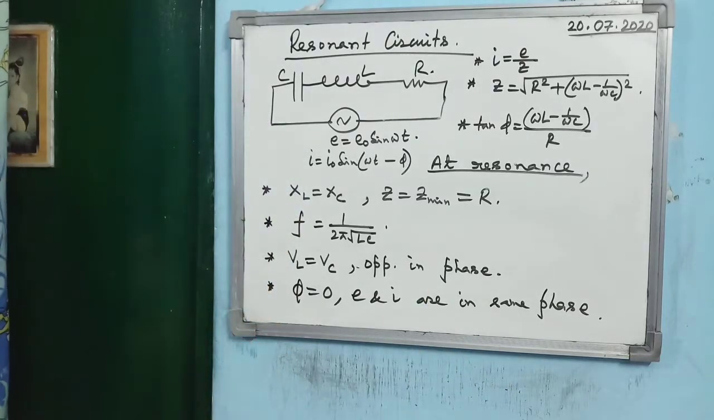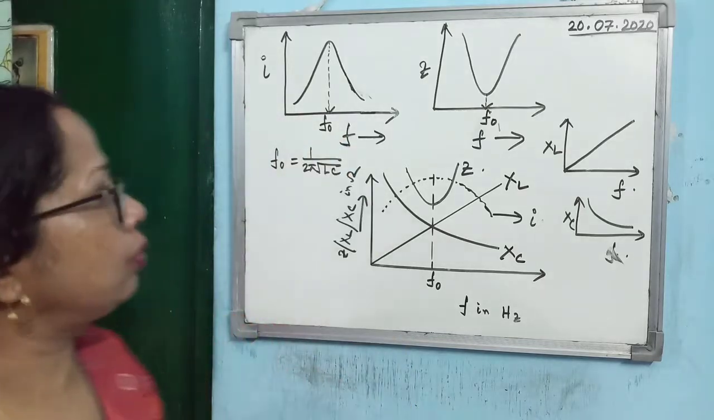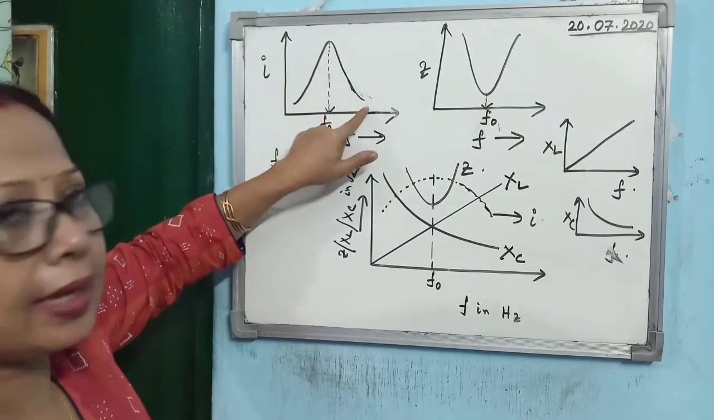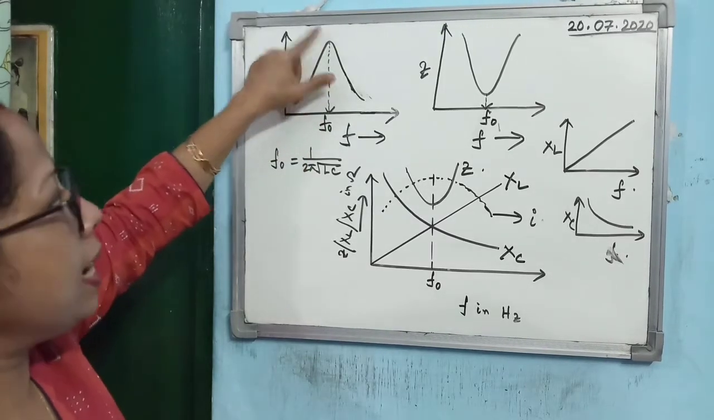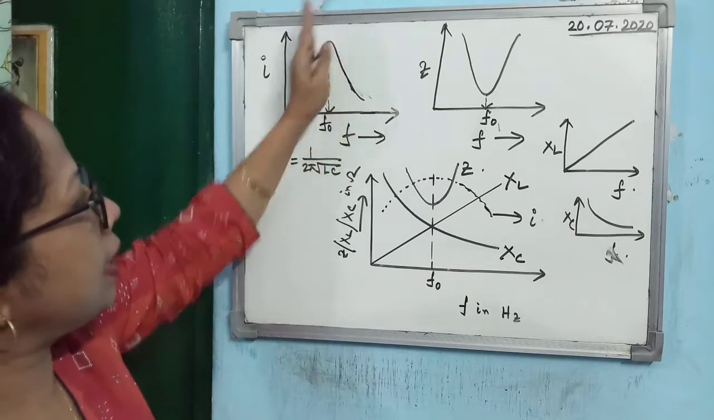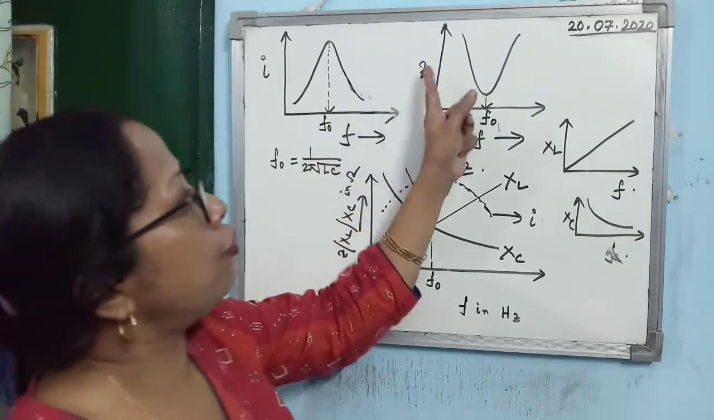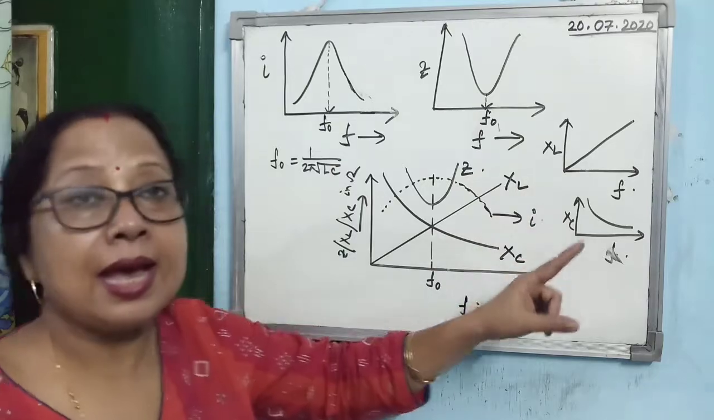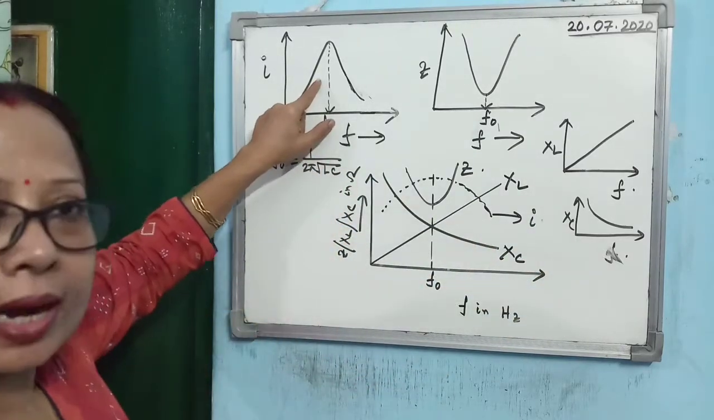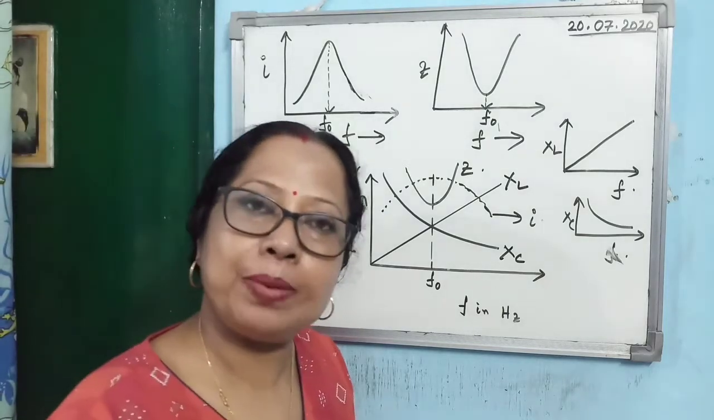Then the next one is, if you plot the current versus frequency graph, the nature of the graph will be like this. At the resonating frequency F0, current is maximum. And remember that about this vertical line, the curve should be symmetric on both sides. Then if you plot the impedance versus frequency graph, the nature will be the same as that of current, but reversed, because when current increases, impedance decreases.